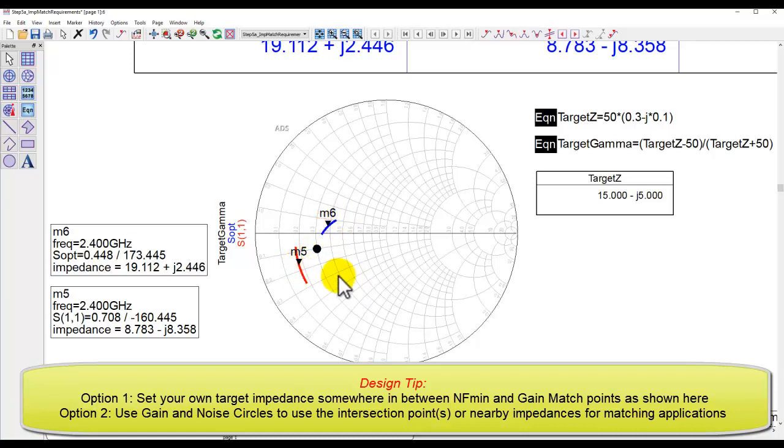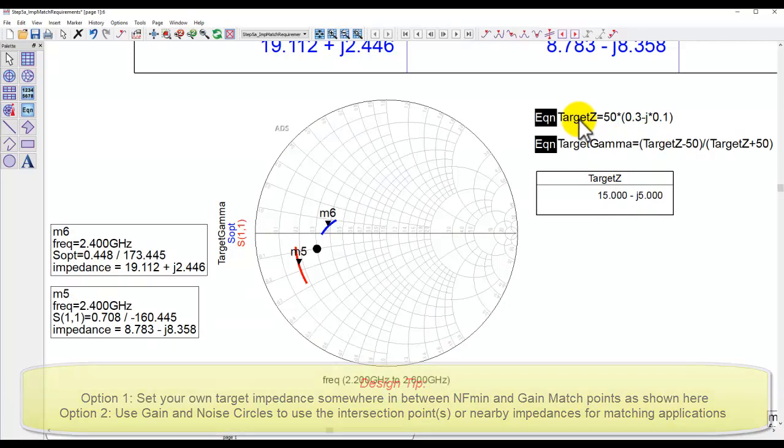Different designers have different ways of approaching this. One set of designers may want to place a virtual point here and say, okay, we do a 50% compromise between these two, a halfway point between these two requirements. And the way I have plotted this target gamma can be seen here.